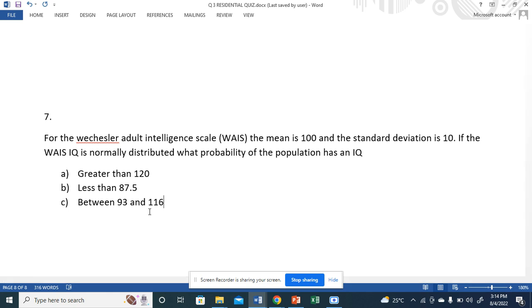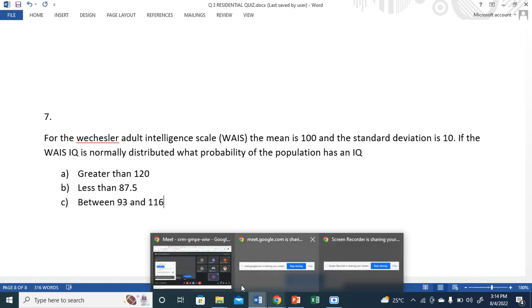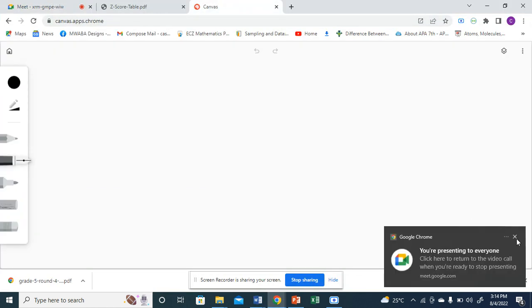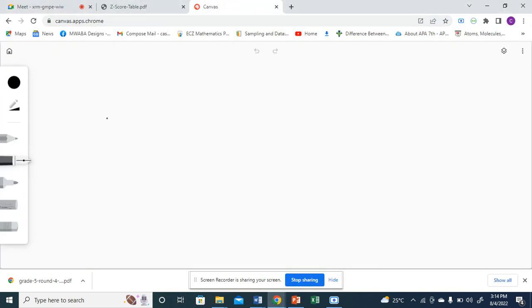The first thing we have to do is standardize this normal distribution. We standardize the normal distribution using the z-scores. Remember, the z-scores tell us how many standard deviations a point is from the mean. So let me draw a normal distribution curve. We've been told our mean is 100. The mean is at the center of a normal distribution curve, and the standard deviation is 10.